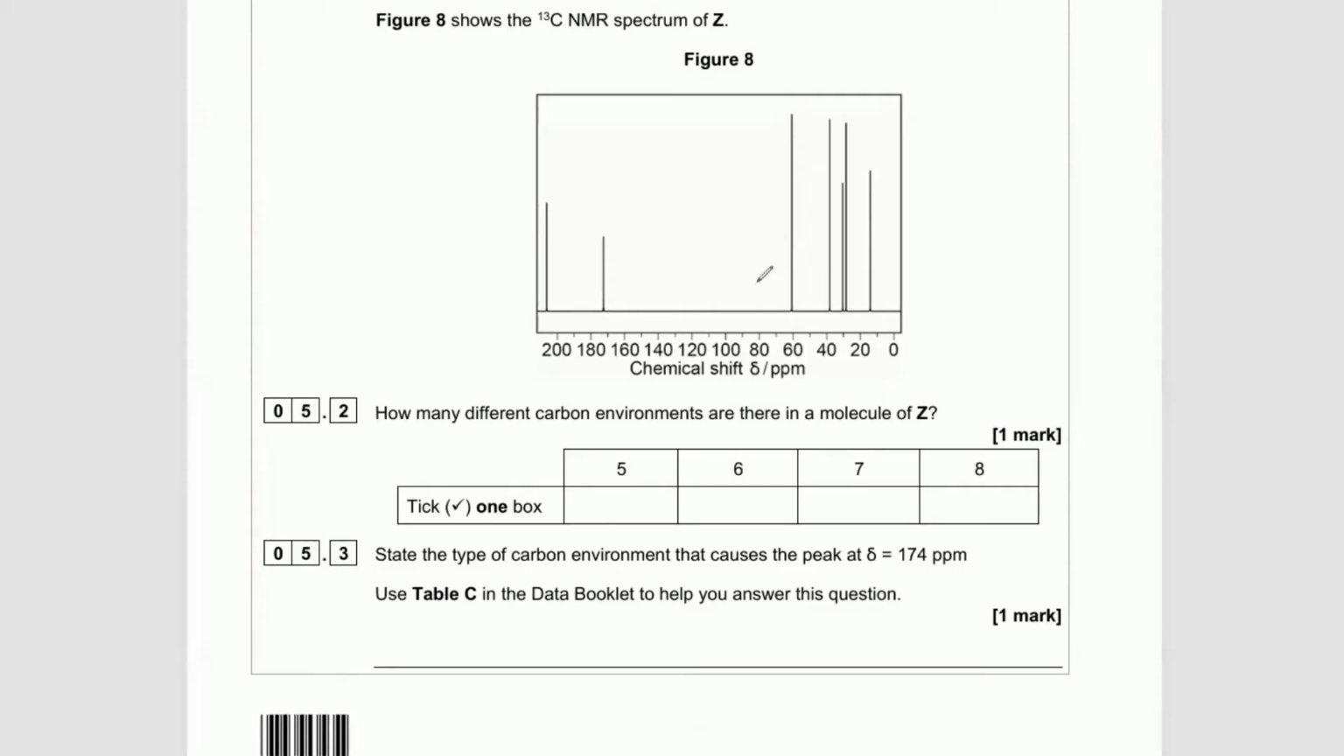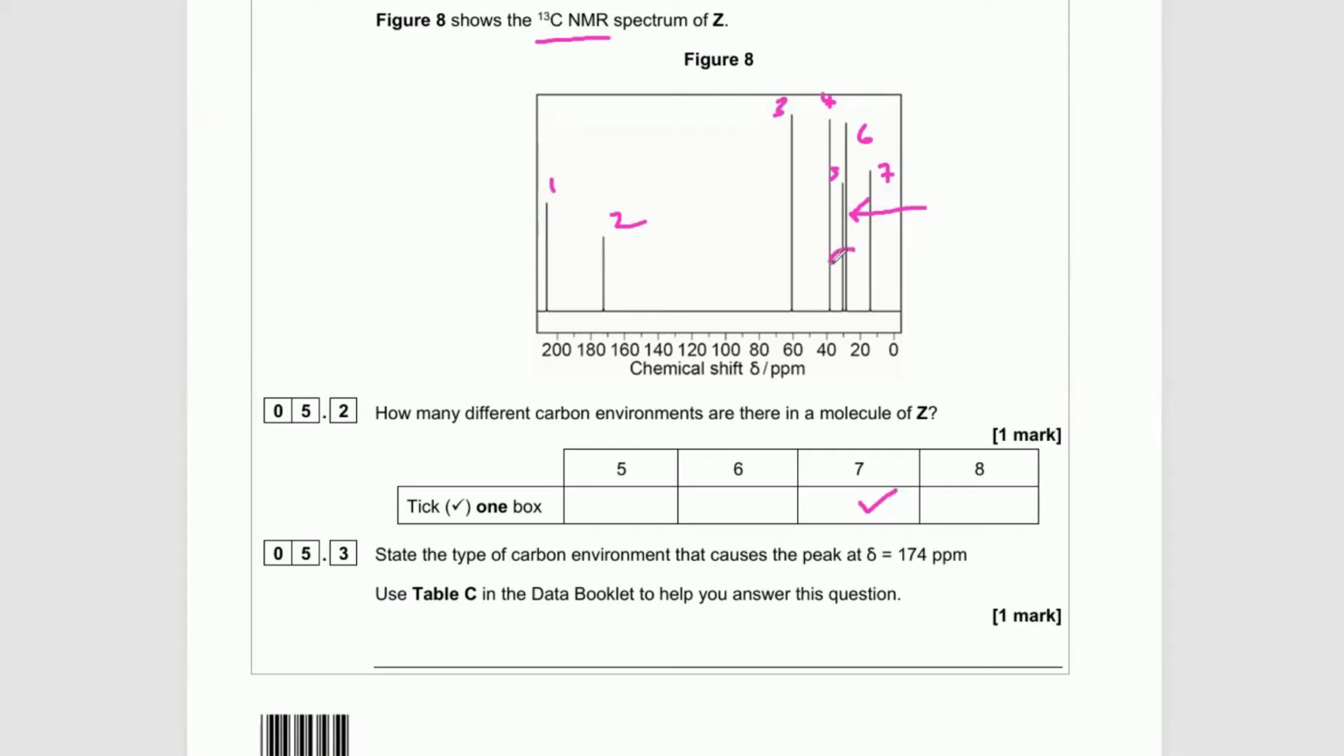Okay, so the way to do this, the number of different carbon environments shown by the C13 NMR is the number of peaks. So count the number of peaks. We got 1, we got 2, we got 3, we got 4. Now here's a tricky bit. You got 5, you got 6, and you got 7. Now this might give people some confusion. Okay, the answer is actually 7.